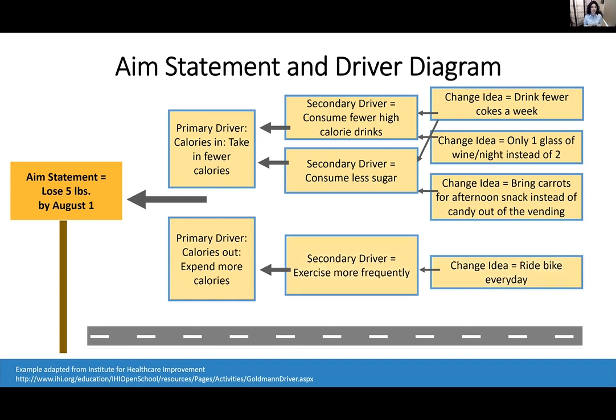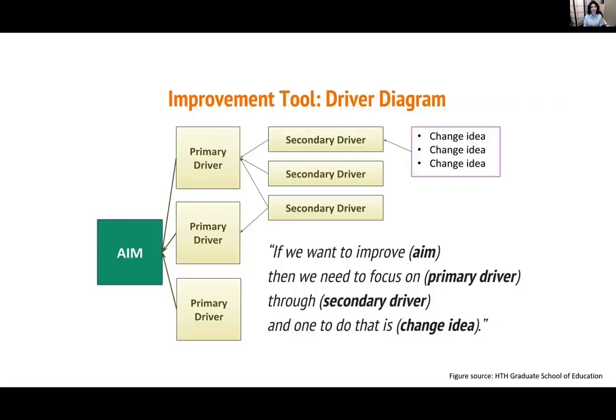I could also focus on my other primary driver to expend more calories. How might I do that? I could exercise more frequently. And one specific strategy for doing that would be to ride my bike every day. So this is just a really simple example that I hope illustrates how you can use a driver diagram. And coming back to this slide, I want to demonstrate how I can articulate my theory as a statement too, using the weight loss example that I just showed you. If we want to lose 5 pounds by August, then we need to focus on taking in fewer calories through consuming fewer high-calorie drinks. And one way to do that is to drink fewer Cokes each week.